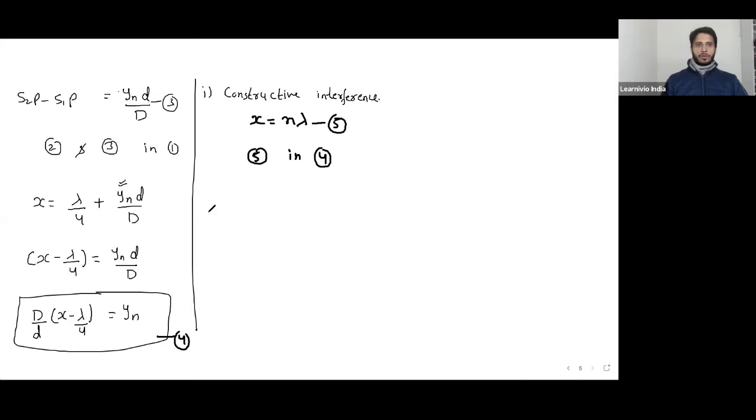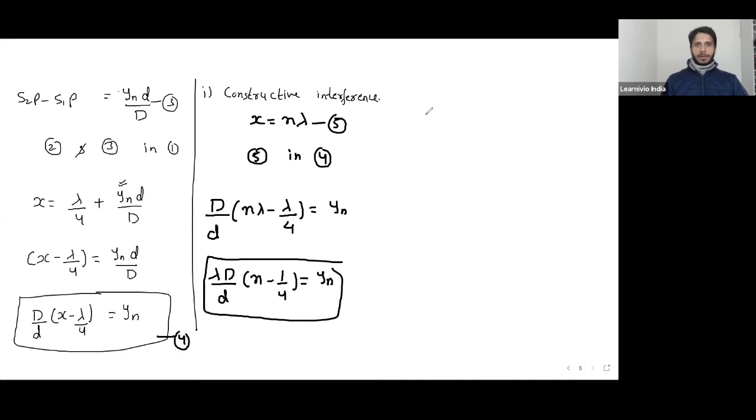Substitute 5 in 4. When you substitute 5 in 4, that's capital D by small d, it's n lambda minus lambda by 4 is equal to y. You can take this lambda outside. So that's lambda D by d, it's n minus 1 by 4. This is the condition of bright fringe.